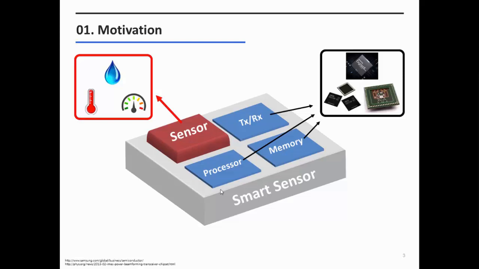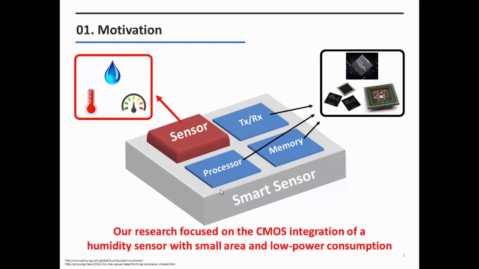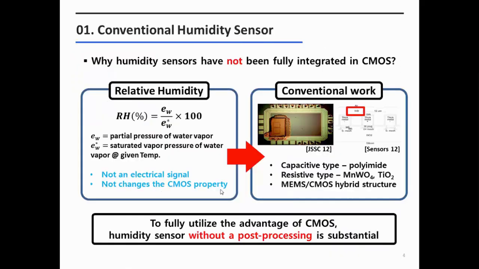Humidity sensors especially lack CMOS integration compared to other environmental sensors. For this reason, our research focused on the CMOS integration of a humidity sensor with small area and low power consumption. And I will briefly tell you why humidity sensors have not been fully integrated in CMOS.